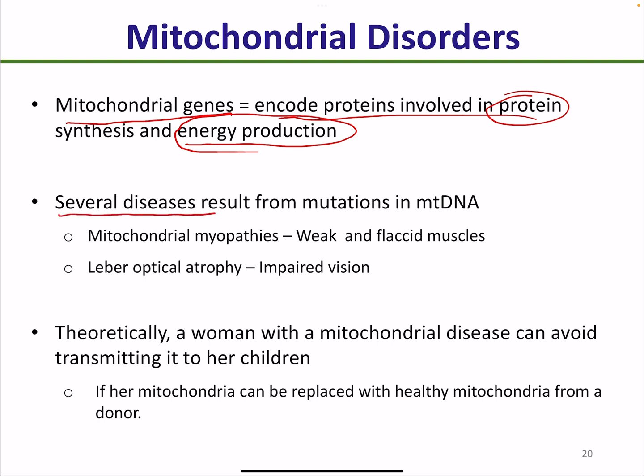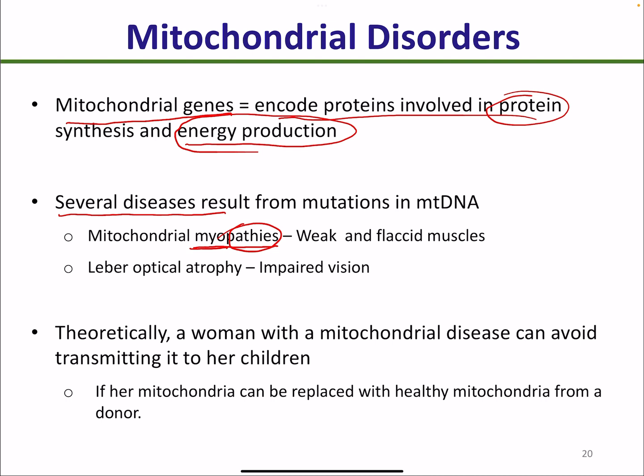Several diseases are going to result from mutation of mitochondrial genes. Some examples are going to be mitochondrial myopathy. The mitochondrial myopathies, myo means muscle. Okay, myo means muscle. Pathy means not properly functional, right?